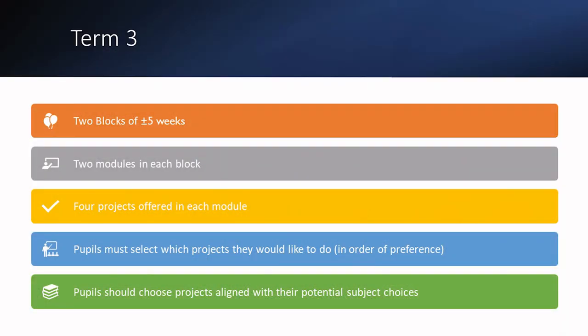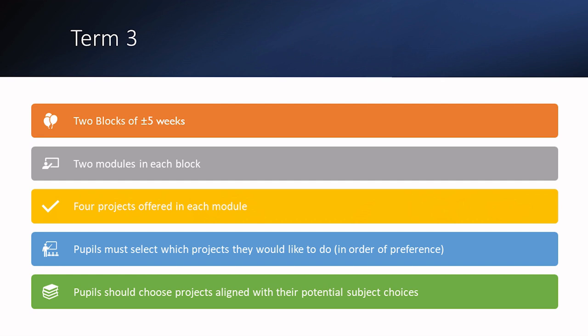So we have roughly divided the term into 2 blocks, about 5 weeks each, and your daughters will pick 2 modules from each block. So in all they will do 4 projects from the 2 modules. We will put out a form where they will get to choose which projects they would like to do in order of preference, and we will try, as far as possible, to give them their first or second choices.